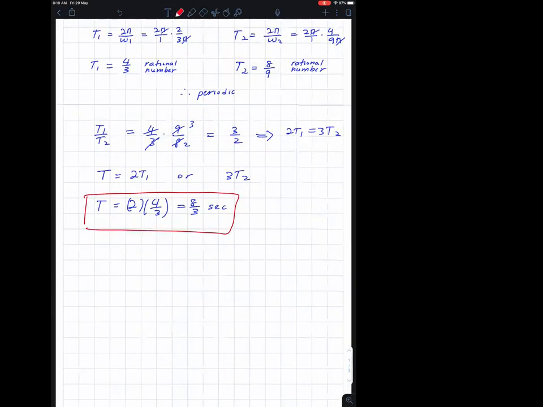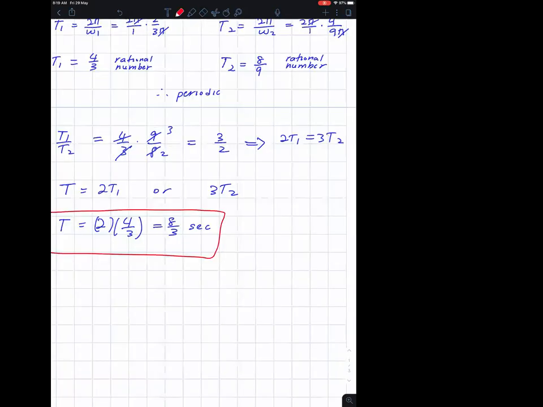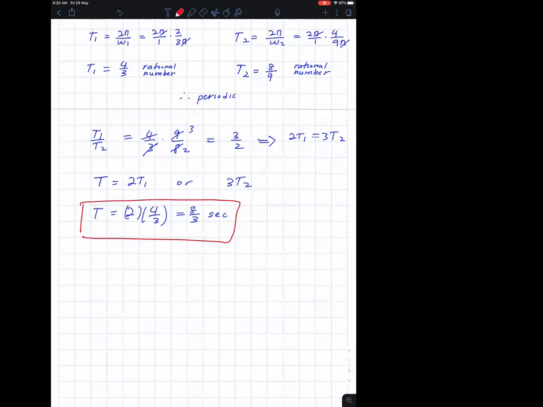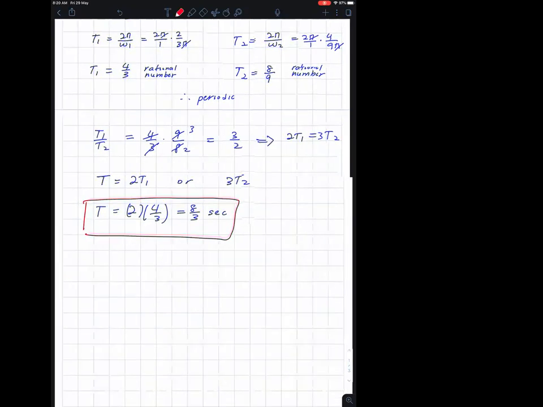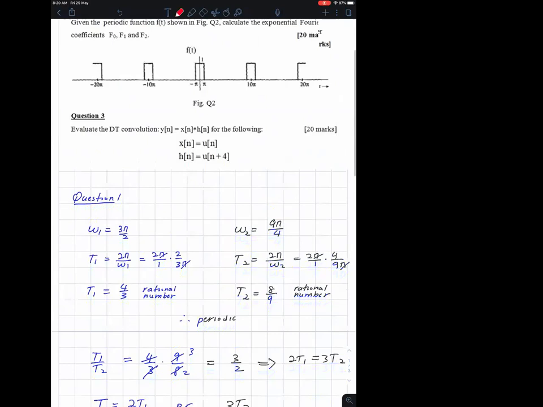So you could have finished this question in 5 minutes. If you can finish this question in 5 minutes, you have more time for other questions. I was explaining, so it was taking a little longer, but actually you can finish this in 5 minutes. So the next problem is finding the Fourier series coefficient.